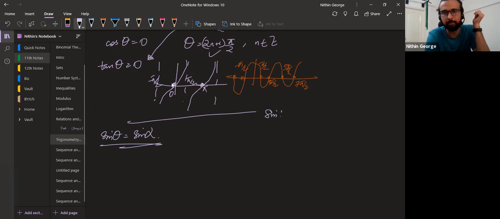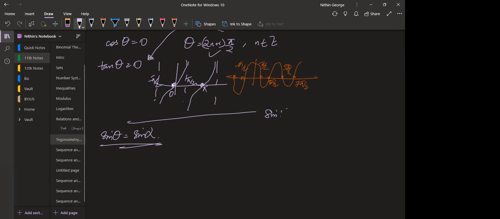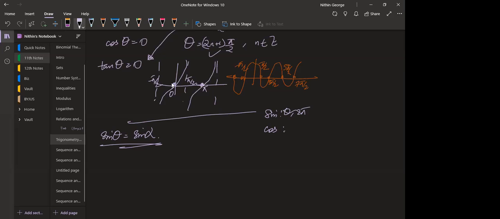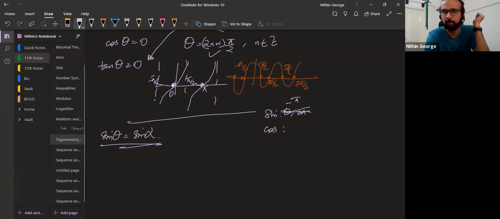For sine, it'll be between... no. For sine, you're looking between minus pi by 2 and plus pi by 2. Okay, let's take this. For cos, you'll be taking between 0 and pi.